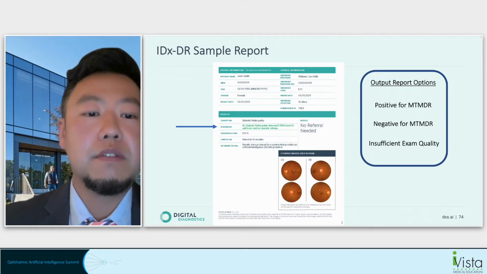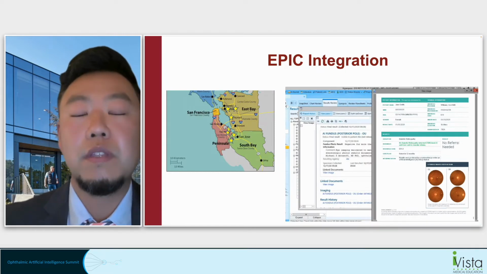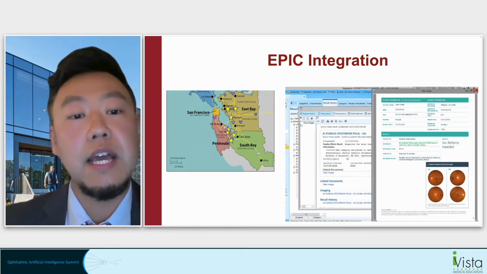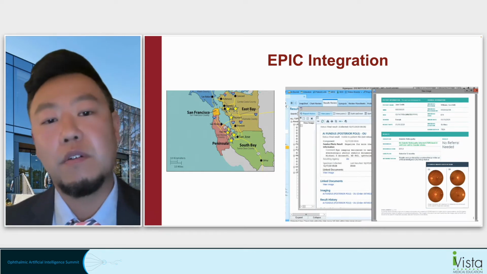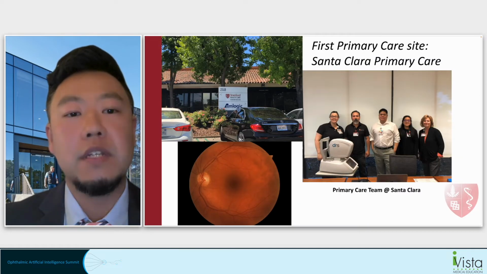Here are some screenshots of the report that comes out of the IDx system and how it integrates into Epic, which is done very smoothly. And the AI result comes out much like a lab result, like you're getting an A1C done or a syphilis titer done. It's very easy for the primary care physician and the ophthalmologist to follow.